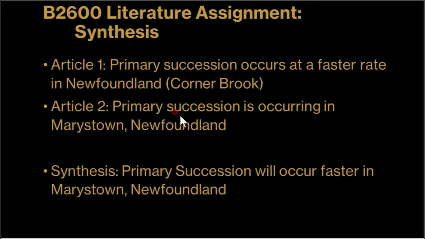So you have these two bits of information. Synthesis would be finding a way to link them. So you know that you have some evidence saying that primary succession occurs faster in Newfoundland, and now you know that it's also occurring in another area. So synthesis would be something like, primary succession will occur faster in Marystown, Newfoundland. That would be linking these two pieces of information and creating something new which nobody has said before. So if you do this in your assignment, chances are you're going to do really well.